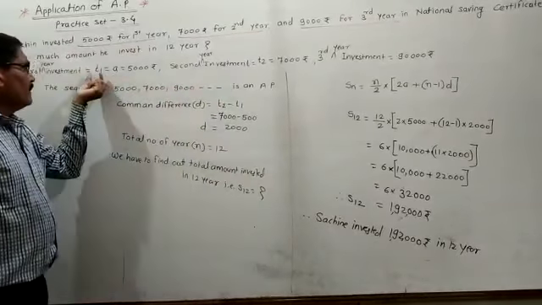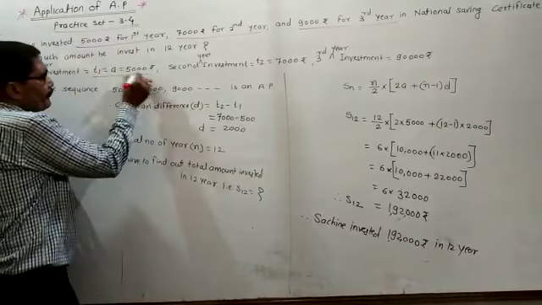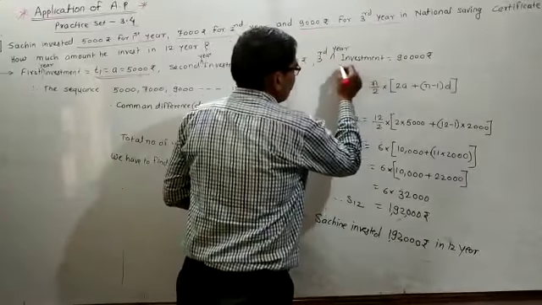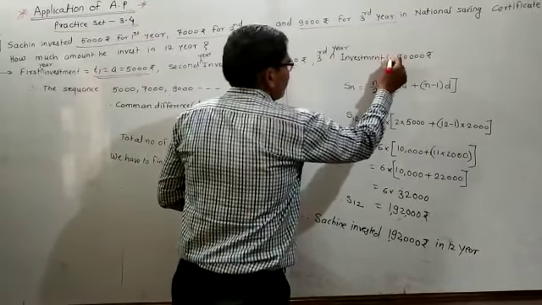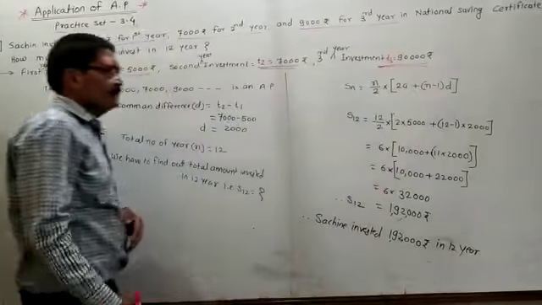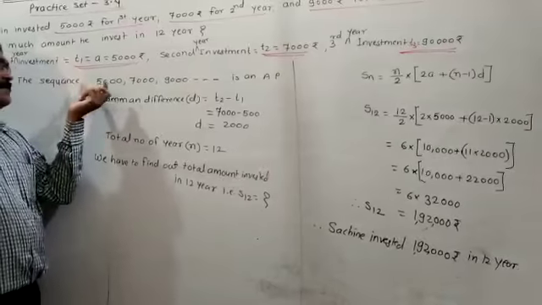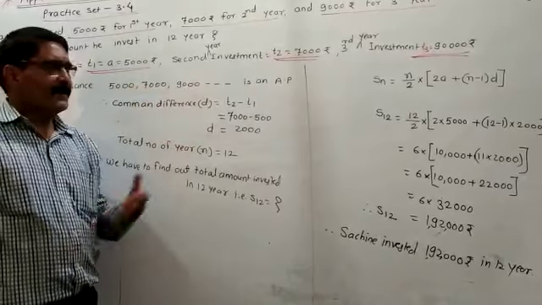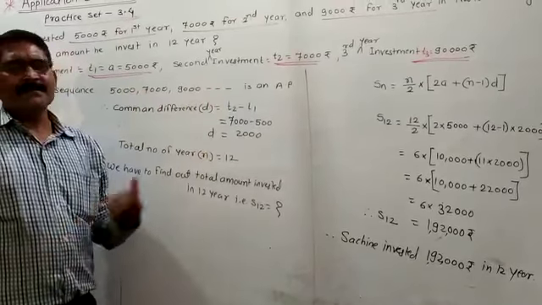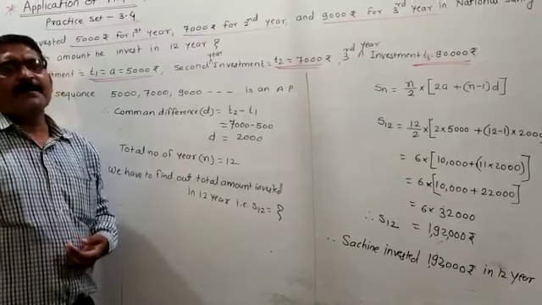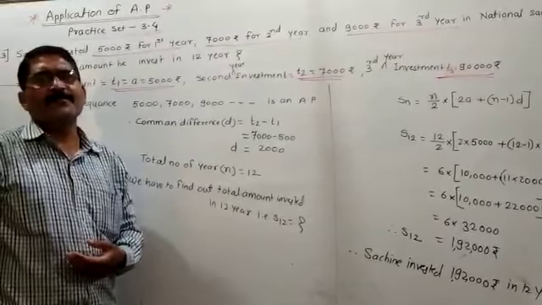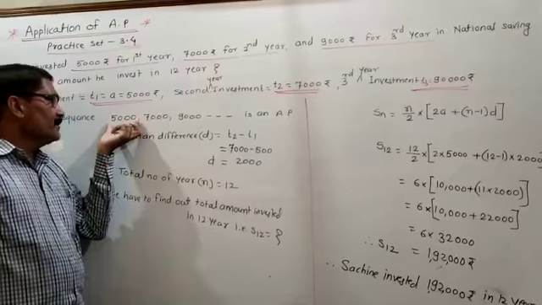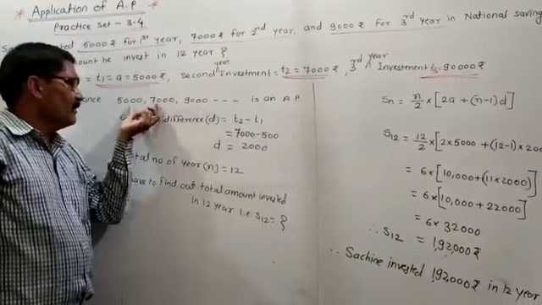So you have to say that T1 is equal to a is equal to 5,000. T2 is equal to 7,000, second year's investment, and this one is the third year's investment. I will say that T3 is equal to 9,000, like this. Everybody understand? Like that, he is investing for 12 years. So at the end of the 12 years, how much is the total amount he is saving, that you have to find out. Then here, if this is 5,000, 7,000, 9,000, the common difference is 2,000.